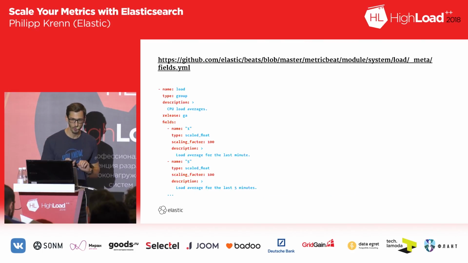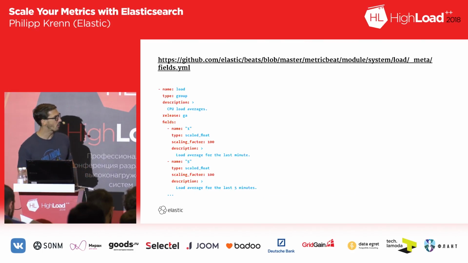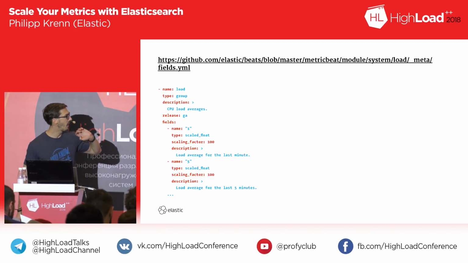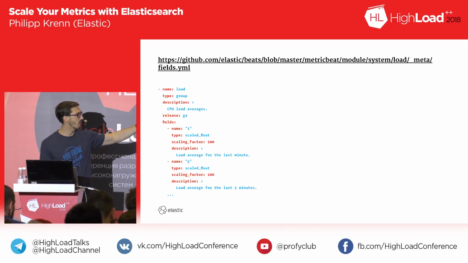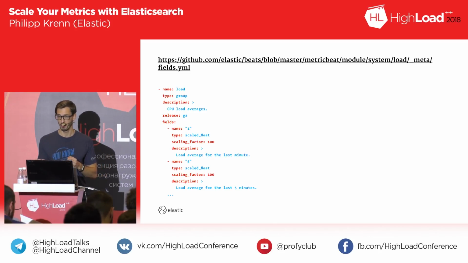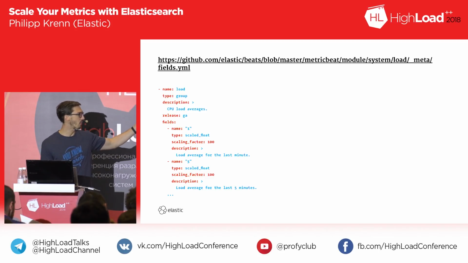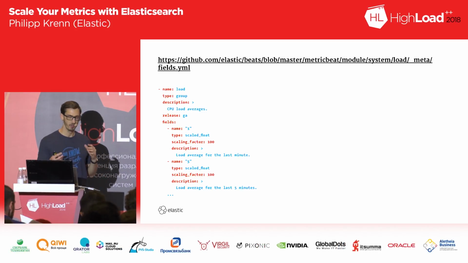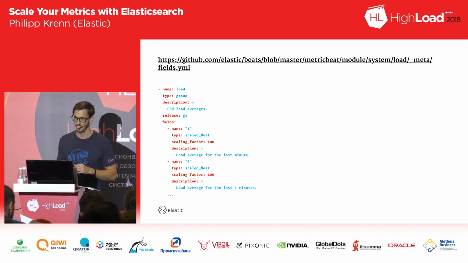And for example, if you look into the configuration of when we collect the system load, you can see we're using a scaling factor of 100. So you have the system load, which is, assume you have 2 cores, and then it might be 1.50 or whatever. To store the system load, we define the scaling factor of 100 and then store that scaled float. And then you have the load average for the last minute, the last 5 minutes, whatever. And we store data like that.